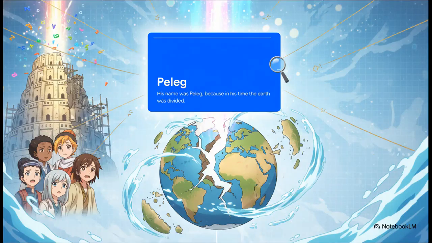Okay, now, buried deep inside Shem's family line, there's this really fascinating clue, and it's hidden in a name, a guy named Peleg. His name literally means division, and the text flat out tells us why, because in his lifetime, the earth was divided. This is a huge hint, a bit of foreshadowing for a major event, the Tower of Babel, which is coming up in the very next chapter of Genesis.